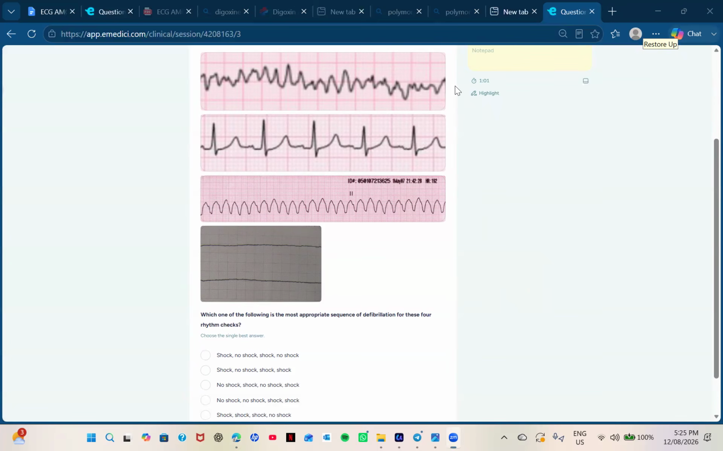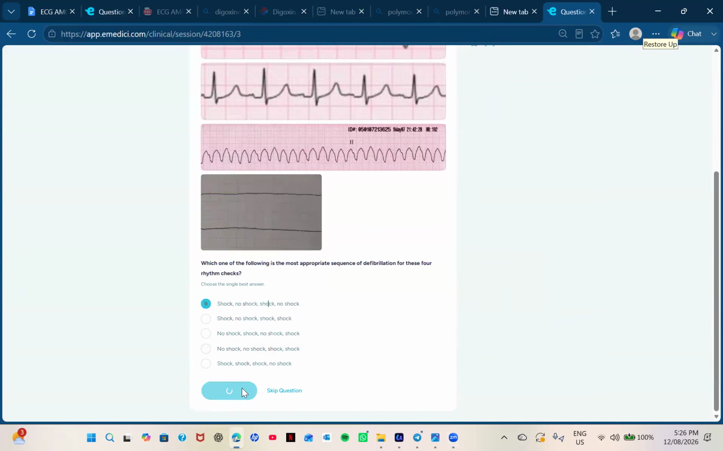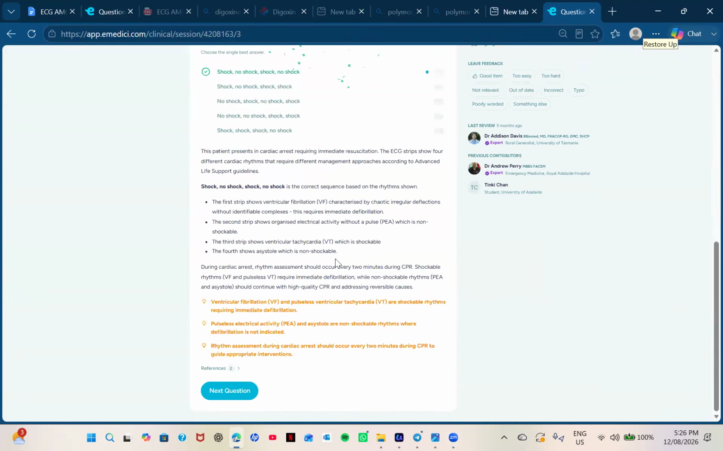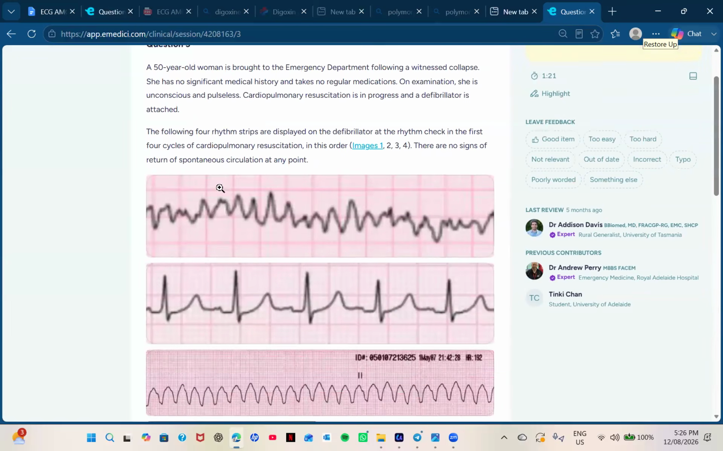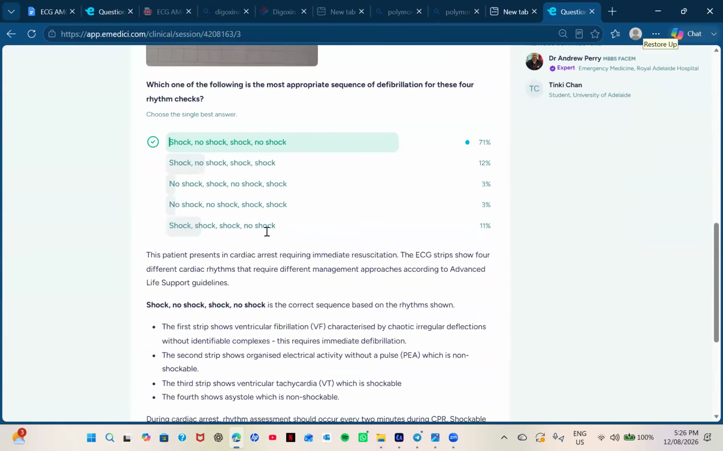In that case, you need to know what the shockable rhythms and the non-shockable rhythms are. What are the non-shockable rhythms, doctors? Quickly answer. Here, the first strip shows ventricular fibrillation. You can see the ventricular fibrillation, so it's a shockable rhythm.